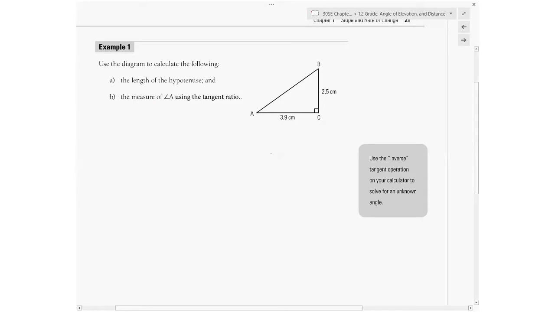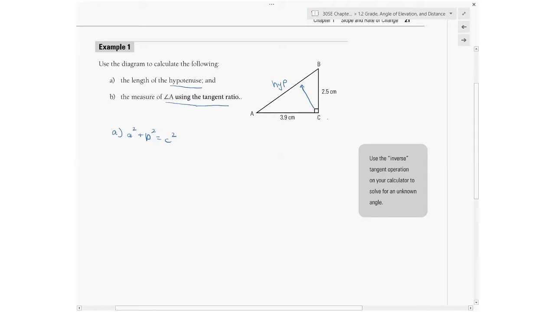So let's look at example 1 now. We're going to use this diagram to calculate the following. First of all, the length of the hypotenuse and the measure of angle A using the tangent ratio. The hypotenuse is the side opposite the right angle, so this is the hypotenuse. So for part A, we want a squared plus b squared equals c squared.